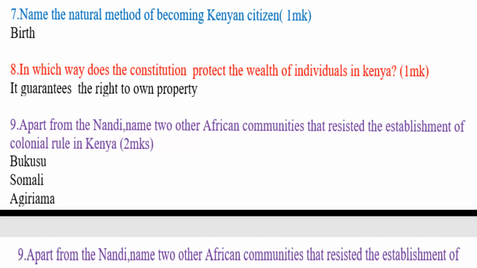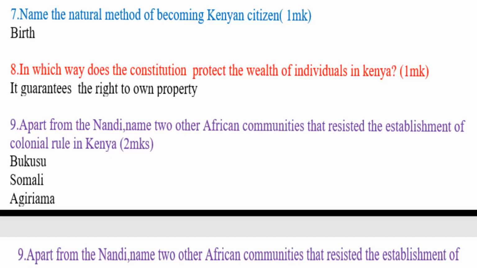Number nine, apart from Nandi, name two other African communities that resisted the establishment of colonial rule in Kenya. We have Bukusu, we have Somali, we have Agiriama. Agiriama is a sub-tribe of the Mijikenda, the Coastal Bantu. This question is very common. You might find it in your exam.